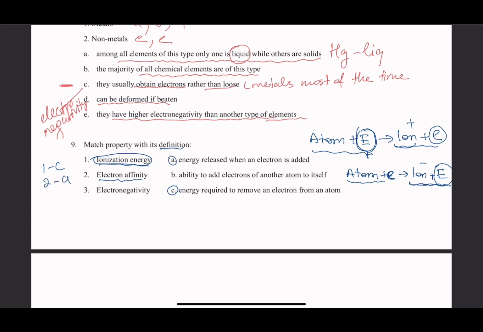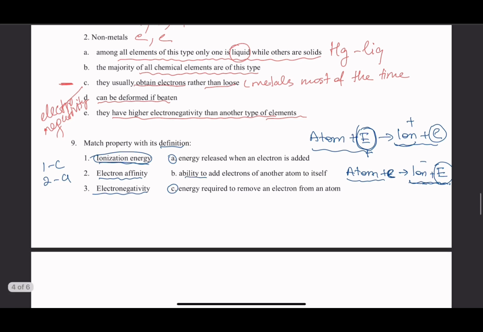And now electronegativity is the ability to attract the electrons of another atom to itself, like a withdrawal, or to obtain an electron from someone else. This is called electronegativity, so 3 is going to be B.